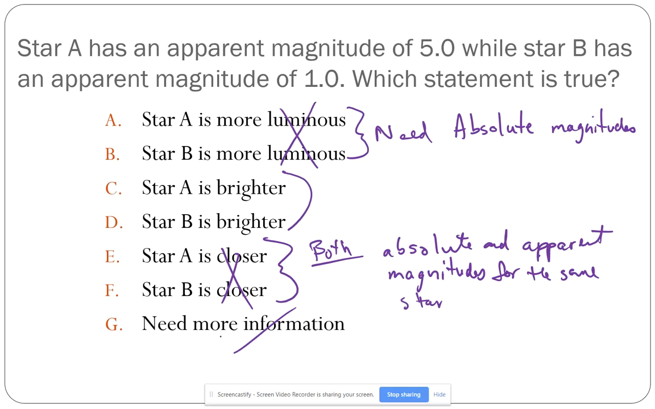Need more information is not it, because we were able to identify, yes, we can determine which is brighter. And so now that we've gotten that far, how do we know which one's brighter? We don't need a calculator for this. The one with the smaller apparent magnitude, so B is brighter. How much times brighter? We need a calculator for that. What's the key for determining how many times brighter it is?